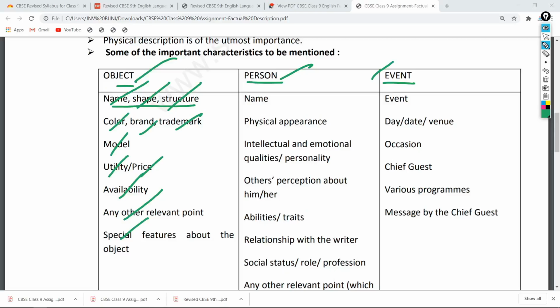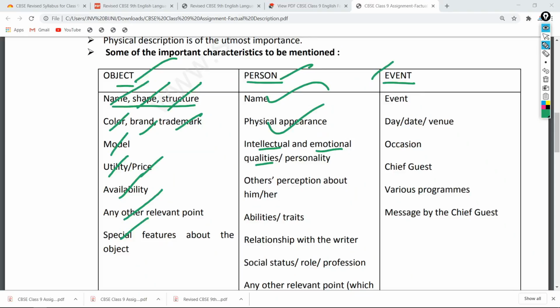Now you are going to write about a particular person. Suppose you are going to write about Mahatma Gandhi. You are giving the physical description: the spectacles of Mahatma Gandhi, his physical features, the kind of dresses he wore. Then you talk about the intellectual or emotional quality of the person. He is called the father of the nation. He was an intelligent person.